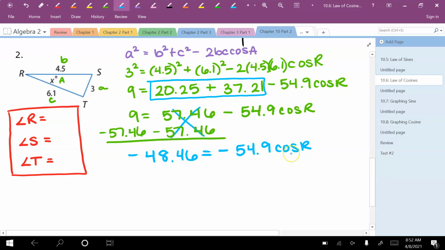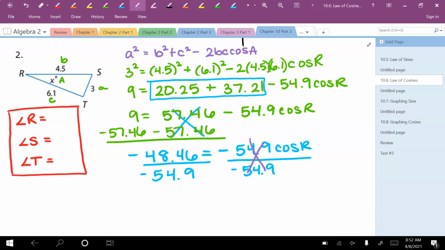To get cosine R by itself, you have to get rid of that negative 54.9. Right now they're being multiplied, so the opposite of multiplication is to divide. So we're going to divide both sides by that negative 54.9. This is going to cause that number to become positive again, because a negative divided by negative is going to give you a positive. So negative 48.46 divided by negative 54.9 is positive point, I'm going to round, 883, and that's equal to cosine of R.